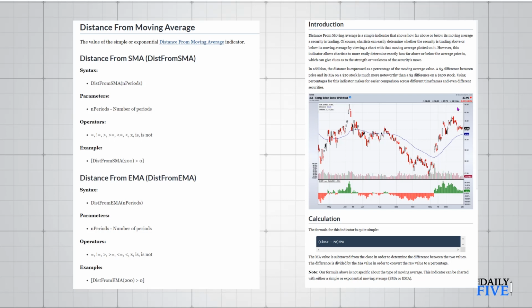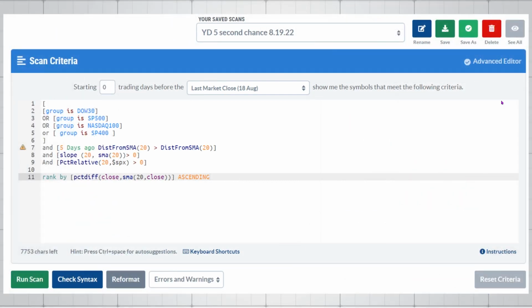This is a page from the syntax reference guide, and here we have an explanation of how this indicator is calculated and what it represents. We can use this to find stocks that are pulling back into a rising moving average, something that maybe we like to do for an entry, especially if we miss the bottom. We can have a confirmed uptrend and pulling back to a known area of support. So let's look at what that code would look like.